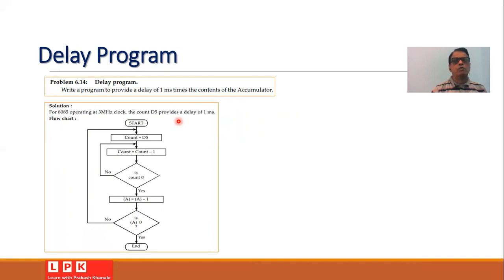So initially we will set the count, and then we will decrease the count by 1. We will check if the count is equal to 0. If it is not, we will go back. So this loop is repeated until the count becomes equal to 0. And then we will check if the content of the accumulator is equal to 0 or not. For this, we will decrease the content of the accumulator and check if it is equal to 0. If it is not, then again we will repeat the whole loop. And if it is 0, then we will simply end. So this is a program which will simply provide a delay. Such a delay is frequently required whenever you want to generate a square wave at the output port.